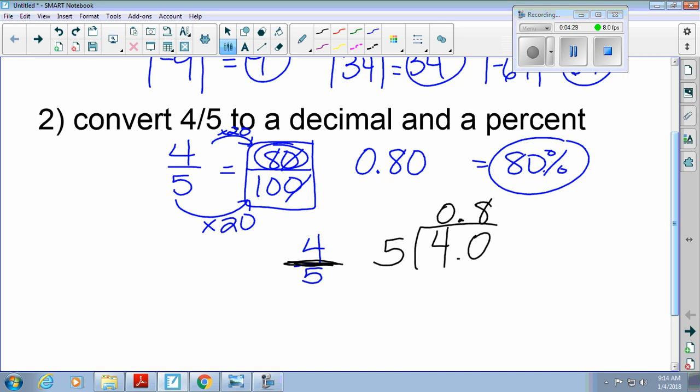So if you have a fraction that doesn't have a nice denominator that will scale up easily to 100, you always have the option of taking your numerator and dividing it by your denominator to turn any fraction into a decimal, and then it's really easy to turn that decimal into a percent by just sliding the decimal over 2 spots. All right, any questions on that?